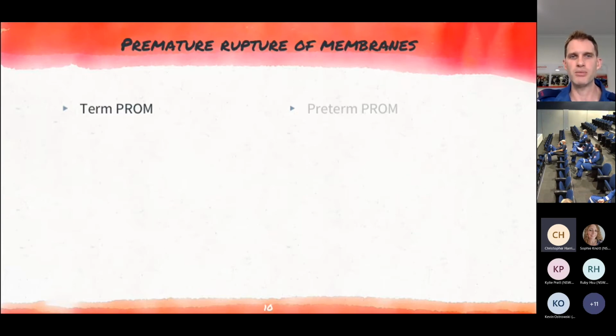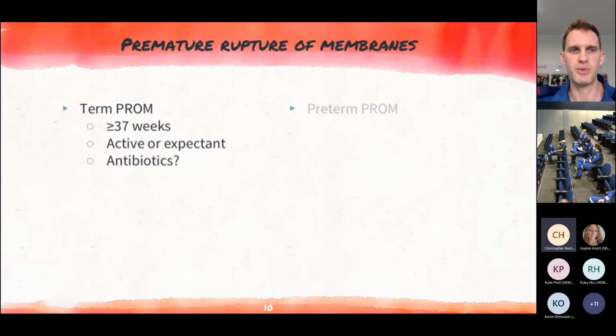We've got term PROM and we've got preterm PROM, and term is anytime after 37 weeks. And these patients can be managed either actively, expediting delivery, or expectantly as well. They don't necessarily need routine antibiotics unless there's a risk factor for infection, or if the mother's showing signs of infection like fever, there's meconium in the fluid, or depending on the fetal presentation as well, they might give antibiotics.